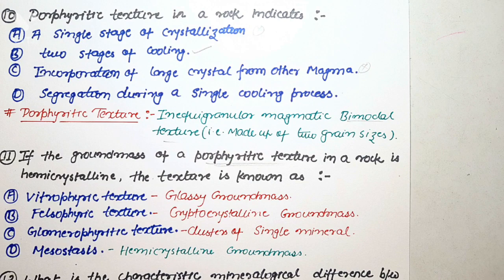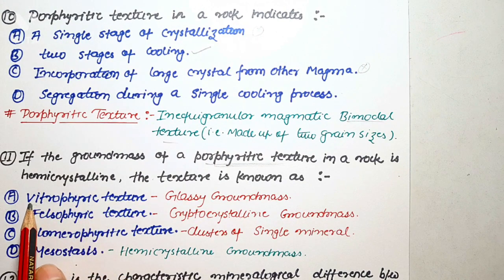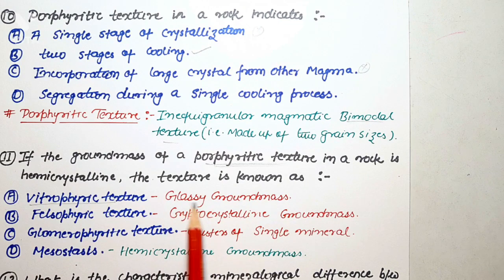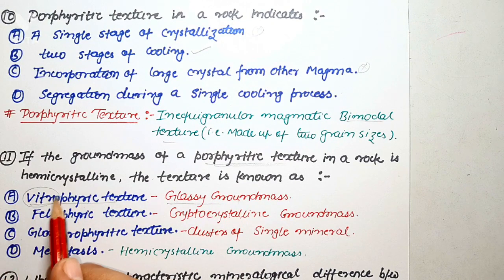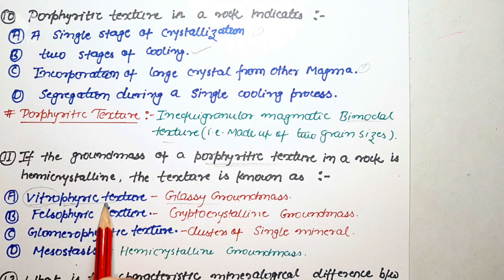The first one is vitrophyric texture. Vitrophyric is a type of porphyritic texture in which phenocrysts are embedded in glassy groundmass. So clearly, the texture in which groundmass is glassy is known as vitrophyric texture. And the name, you can say vitro, vitro means glass, and phyric refers to porphyritic texture. So the porphyritic texture in which groundmass is glassy is known as vitrophyric.